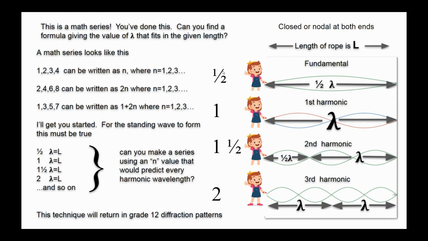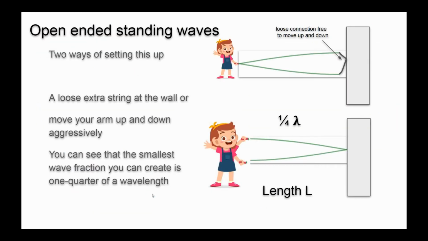Could you take a formula and create a sequence that when the number n goes from 1, 2, 3, would generate these 4 numbers? If you can't do it, that's fine. But if you can do it, it'll come in handy next year.